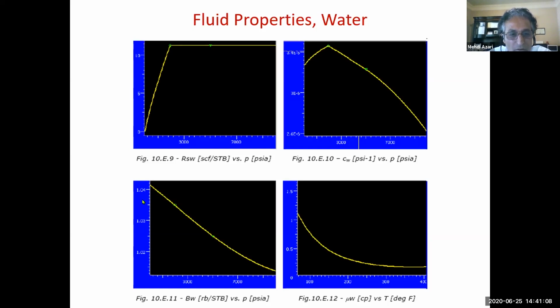Bw, formation volume factor, starts at 1.04, and with pressure, it goes to 1.02 or so. Remember, I told you that's the range, 1 point something. And then viscosity is dropping, and this is 1 centipoise. So this is roughly around surface. It's more than 1 centipoise because it has salt in it.